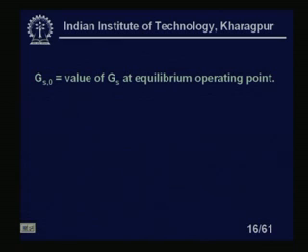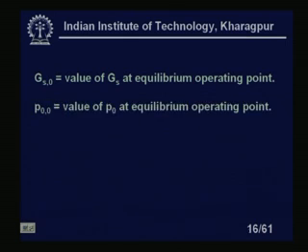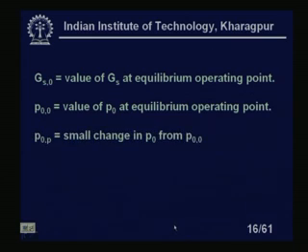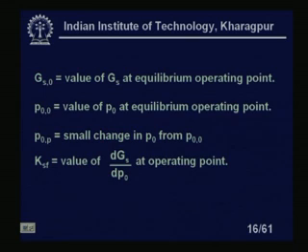Now the legends, which correspond to the 3-4 slides which I have shown, I am explaining. GS0 is the value of GS at the equilibrium operating point, PO0 is the value of PO at the equilibrium operating point. POP is a small change in PO from PO0. So, there is a small change from the equilibrium point, because now there is a displacement. That is the output pressure, so we are writing POP. KSF is the value of the derivative of GS, the supply side restrictor, with respect to PO at the operating point.